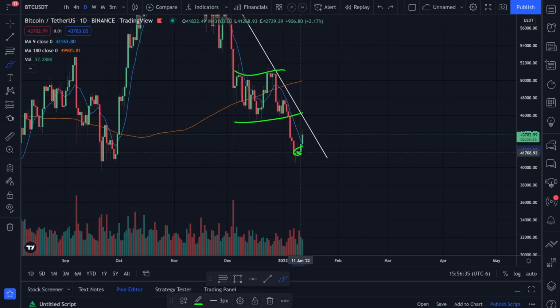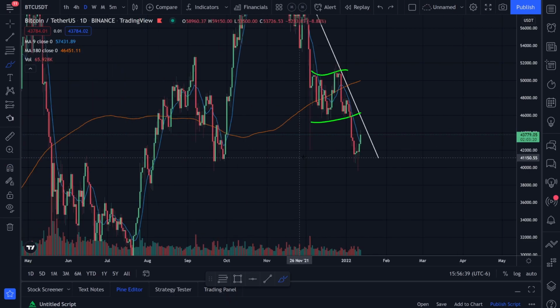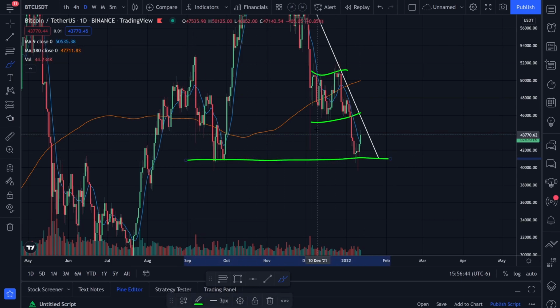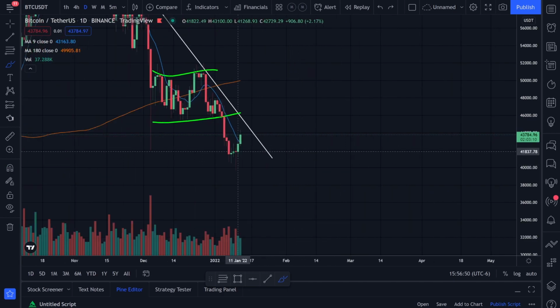But we did get a nice little bounce right here, and that's where I had my limit order set at 41.5k because of this previous support. And like I said, I used a limit order, so once the price came down, it automatically got filled. I wasn't even there when it actually got bought, and now I have that position, and now we're moving to the upside.